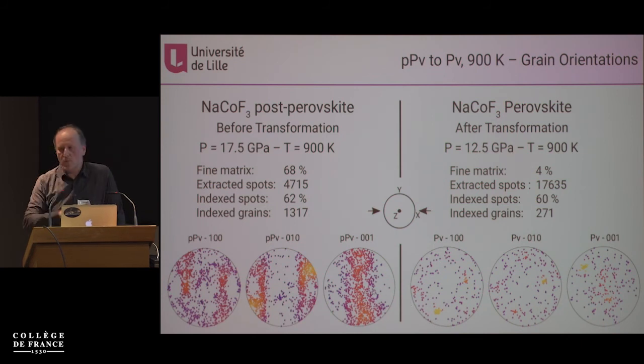So the mechanism is completely different. You decrease the number of grains. There is obviously no orientation relationship. So the mechanism when you revert from post-perovskite to perovskite is not a martensitic mechanism with orientation memory. It erases everything.